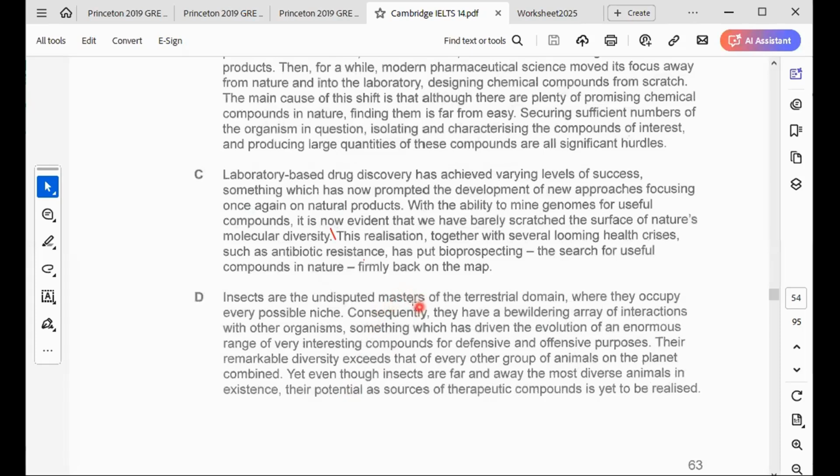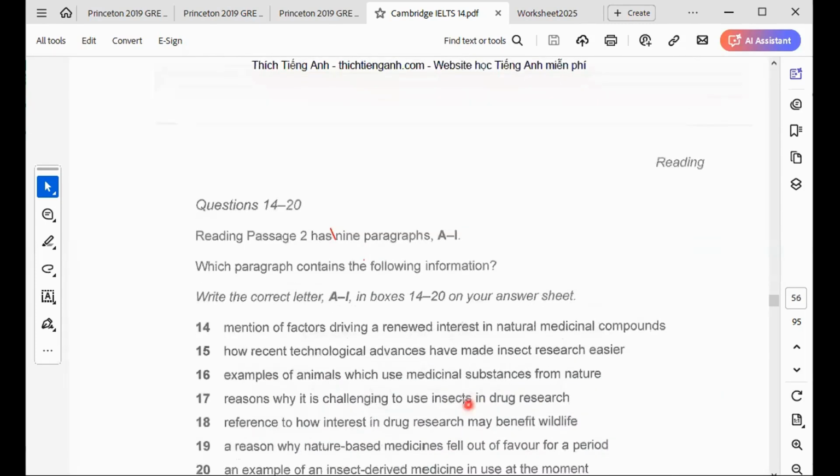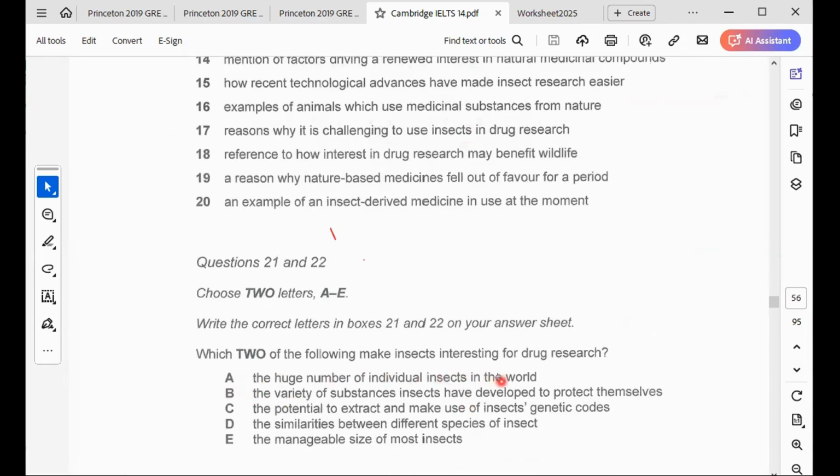There's a sentence I saw earlier on. Insects are the undisputed masters where they occupy every possible niche. Consequently, they have a bewildering array of interactions with other organisms, something which has driven the evolution of an enormous range of interesting compounds. Their remarkable diversity exceeds that of. So there are plenty of insects all over. The huge number of individual insects. A, then B says the variety of substances that insects have developed to protect themselves. This B is a very strong answer.